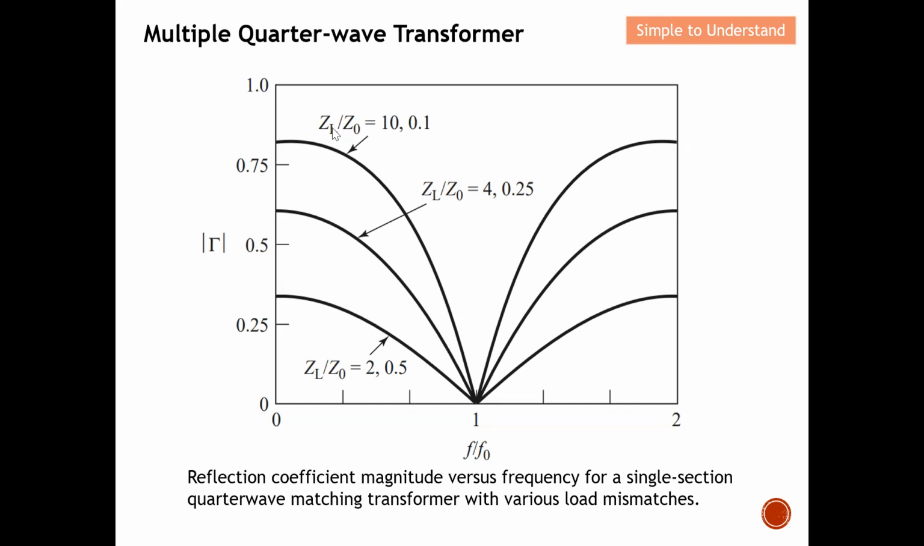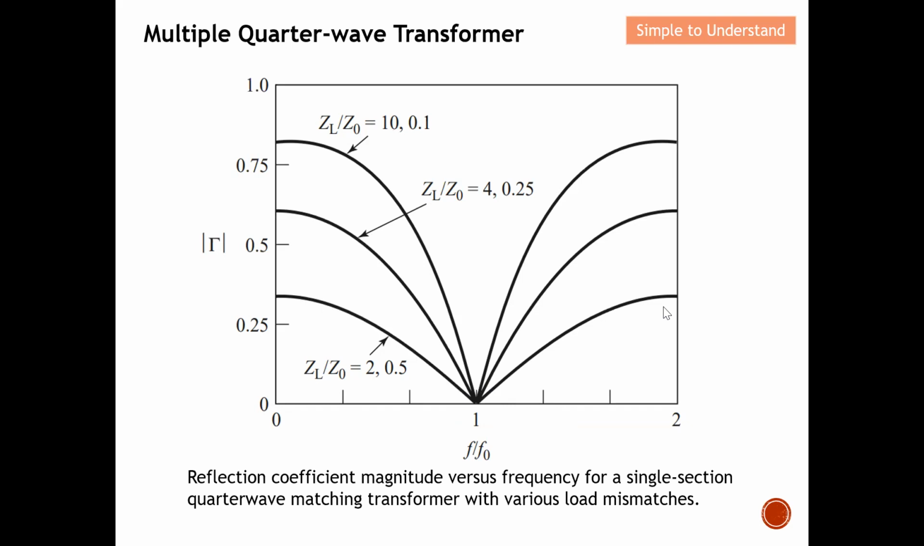Over here you can see that when this number is large, which means that the values of ZL and Z0 are drastically different, then I will have a narrow band of matching. So if this ZL over Z0 is a big number, then I will have a narrow band. As you can see from here, when ZL over Z0 changes from 10 to 4, the bandwidth increases. And further, when this ZL over Z0 ratio becomes 2, you can also see that the bandwidth further increases.